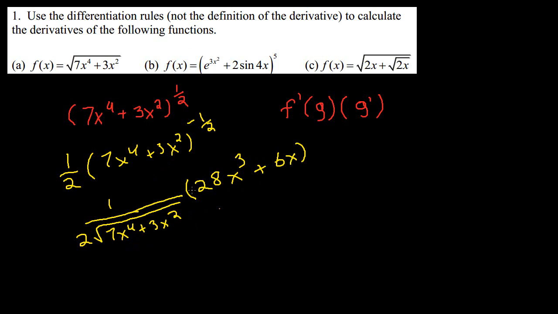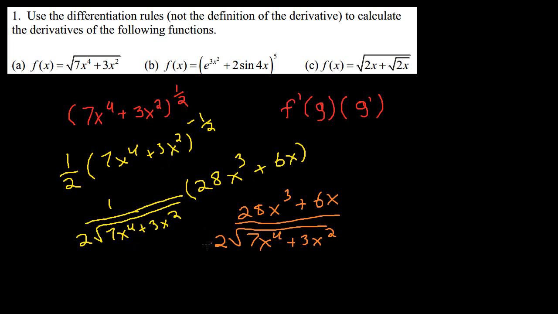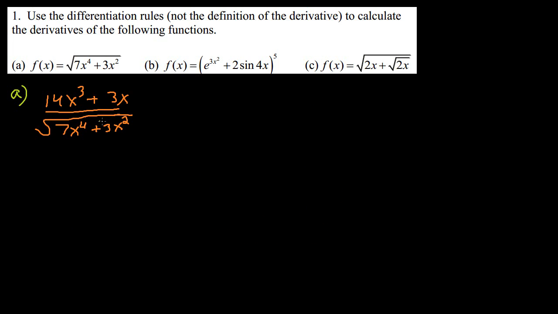Let's simplify it a bit further. If we multiply this across, it looks like this. We can cancel out the 2, factoring 2 out of the entire thing, and we get 14. So it would be 14x^3 + 3x over the square root of 7x^4 + 3x^2. And this is the derivative of A. Okay, so we got question A down.